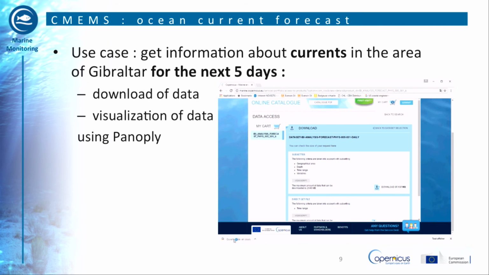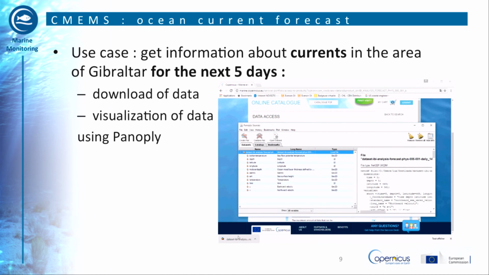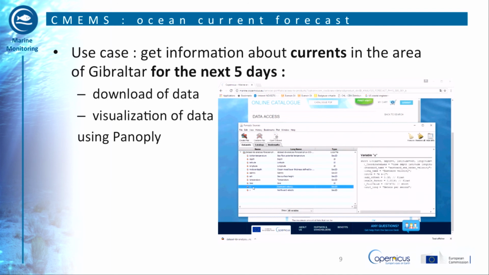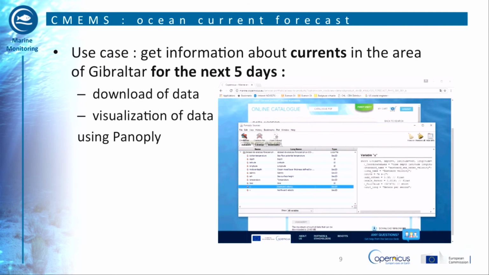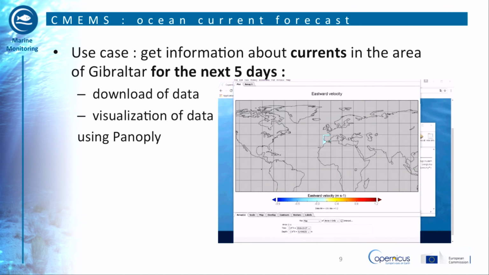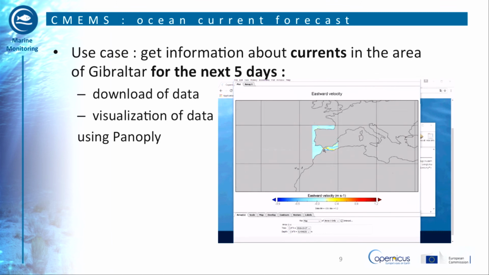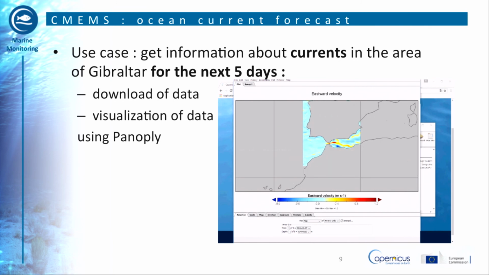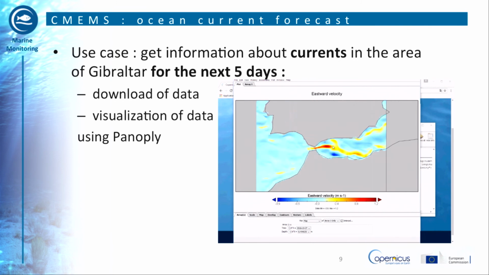The downloaded file appears in the corner of your window. Click on it to visualize the file. A Panoply interface appears. Select the variable you want to visualize, eastward velocity, for example. On the right, the characteristics of the relative datasets are indicated. Click on Create Plot. The map of eastward current appears for the first time frame. You can then modify the time frame below.